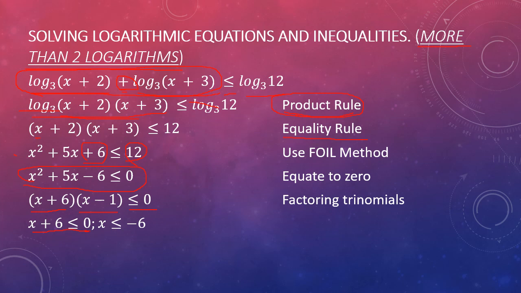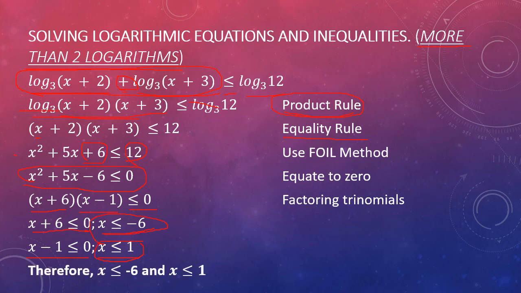Therefore, ilipat lang natin, i-transpose natin si positive 6 sa kabilang side. So, x is less than or equal to negative 6. And then, yung kasunod, x minus 1 is less than or equal to 0. So, nilipat ko lang si negative 1, magiging positive 1 na siya. So, we have two answers here. This one and this one. Therefore, x is less than or equal to negative 6 and x is less than or equal to positive 1. Ito na ang ating final answer.